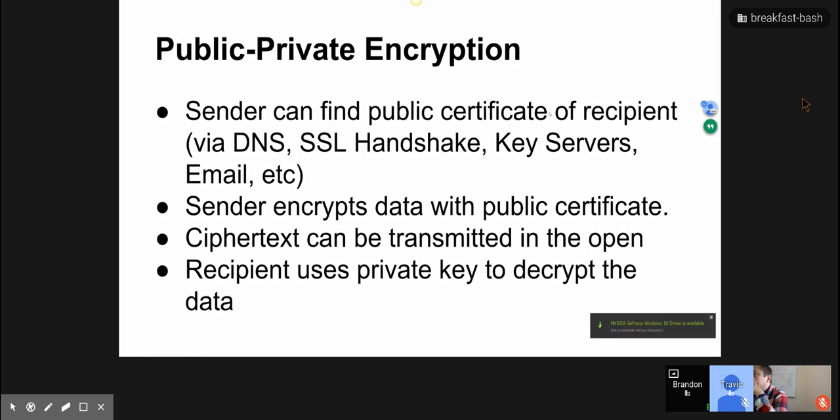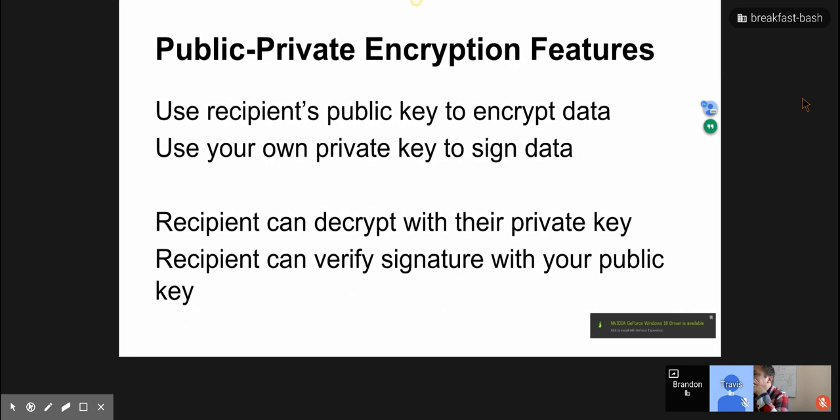So there are a few interesting things that public-private key encryption allows now. If you want to send a message to somebody, the recipient can publish their certificate key in any manner of forms. Perhaps via DNS, or during an SSL or TLS handshake, it's published during that handshake. In the world of email encryption and GPG, there are things like key servers that will transmit and publish keys. So the keys can be published, and then the sender can encrypt the data with a public certificate, and once we've encrypted the data into the ciphertext, it can be transmitted in the open, and then the recipient uses their private key to decrypt the data.